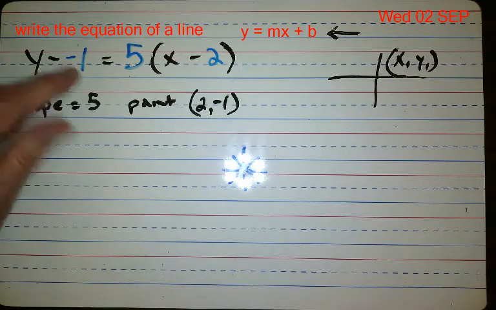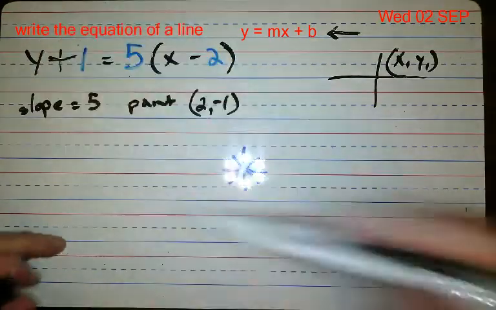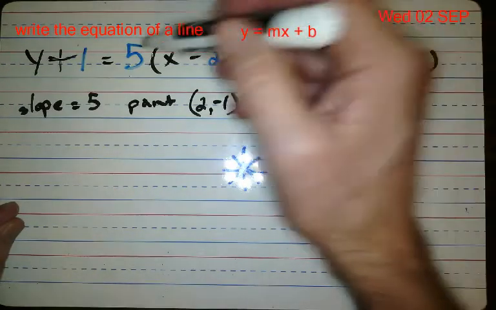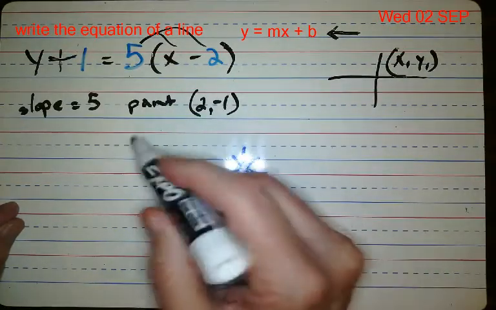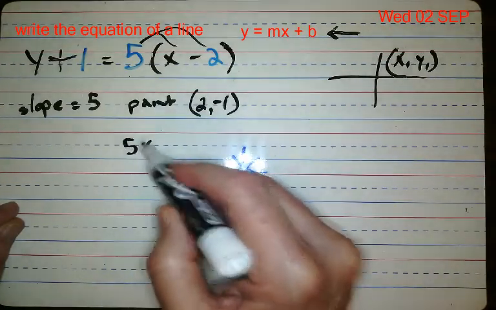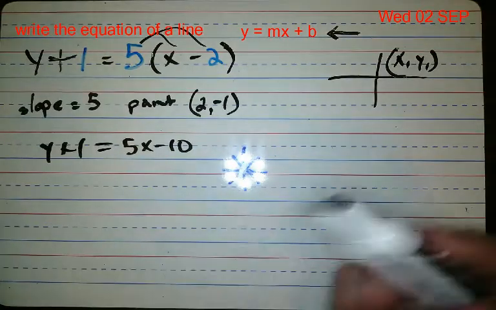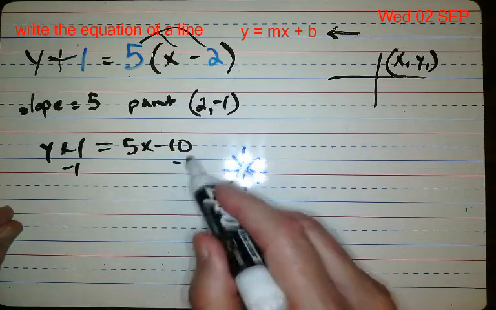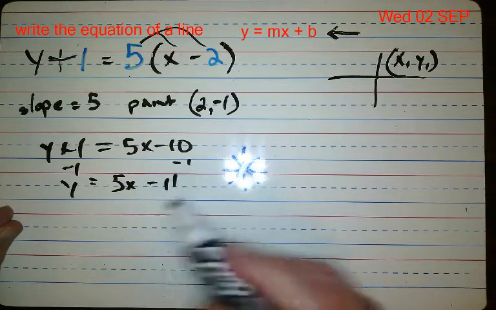So look at what we have here. y minus minus 1, so that's really plus. Let's fix that right now so we don't forget. And then equals 5 times this. Now, basic algebra, I know that you loved this when you were in Algebra 1 because it was so easy. Distributive property gives you 5x minus 10 equals y plus 1. We're not done until we subtract the 1. So y equals 5x minus 11.